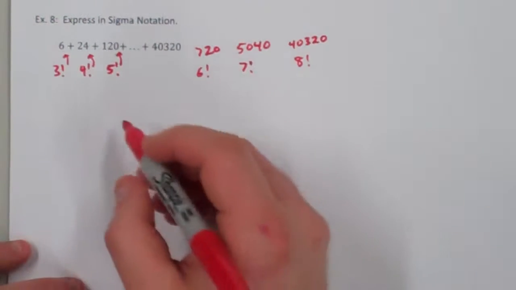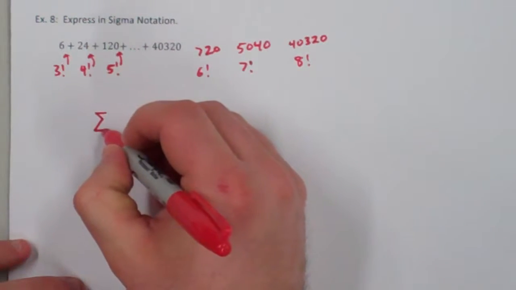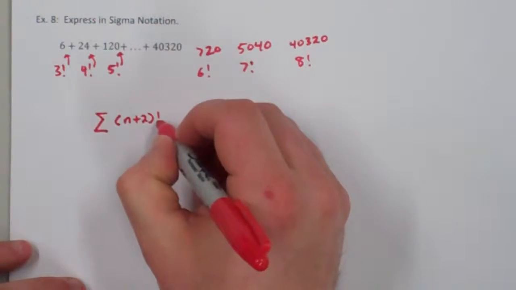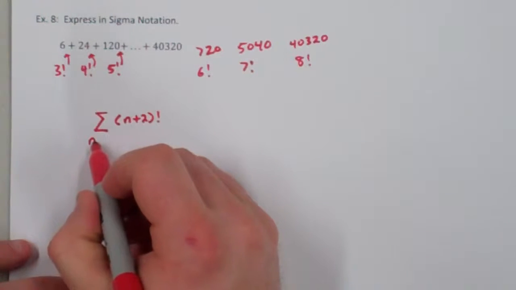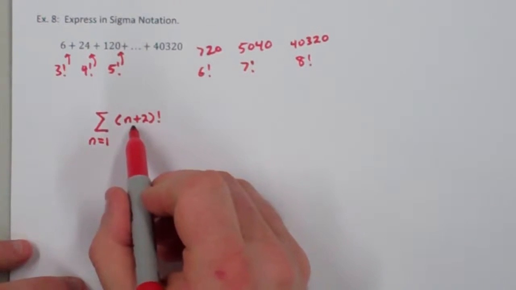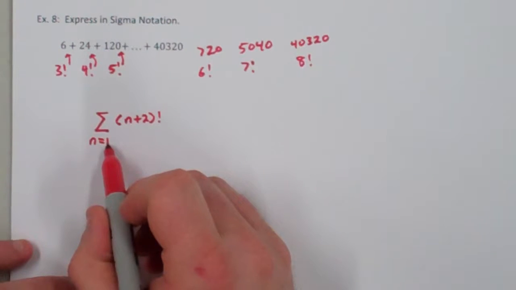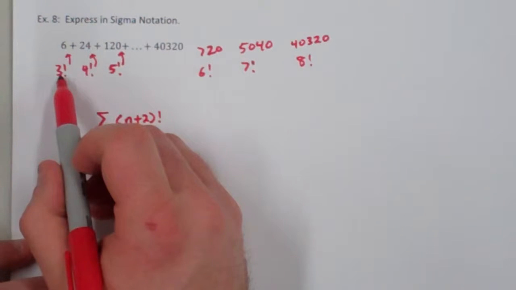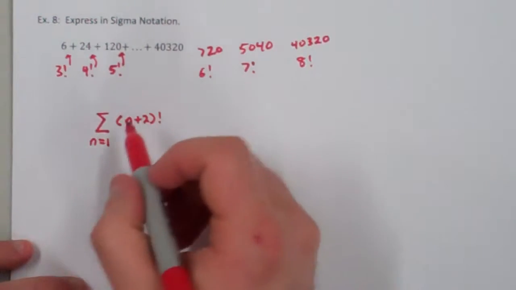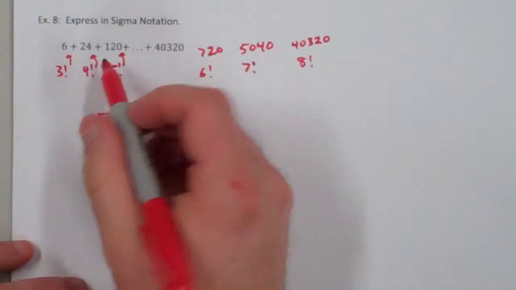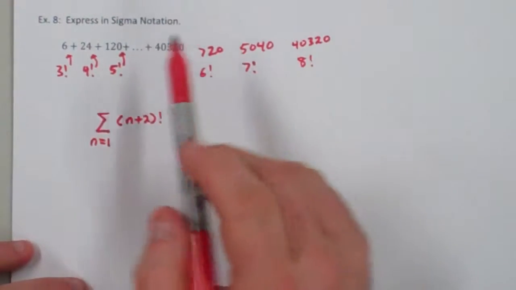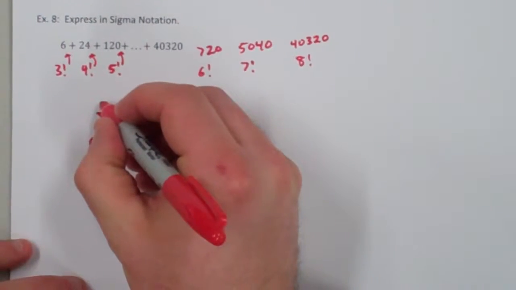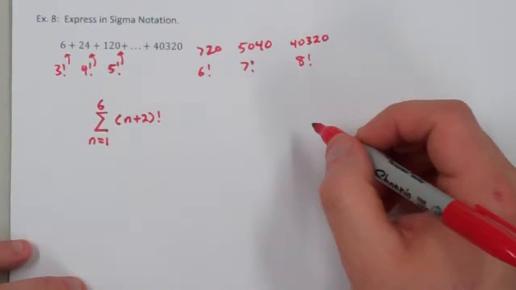So there's going to be a couple different ways we can write this one. Let's start off with the first way, which is going to be n plus 2 in parentheses factorial. So we can start with n being 1 here. The reason why I chose n plus 2 is that if we start with n being 1, all we need to do is add 2, and we'll get that number we need to factorial. So the next one, n is 2, would be 2 plus 2 or 4 factorial, and so on. Remember, this is the first term, second, third, fourth, fifth, and sixth term, so we need to stop at 6.